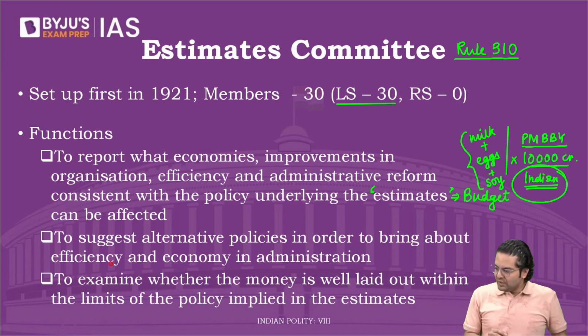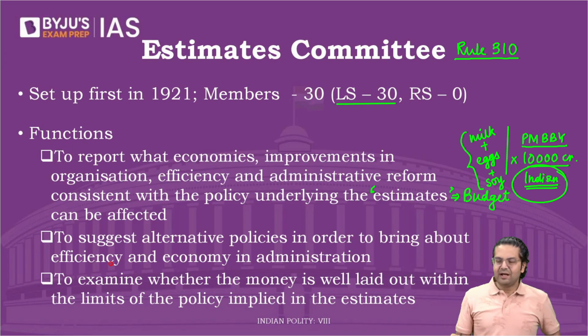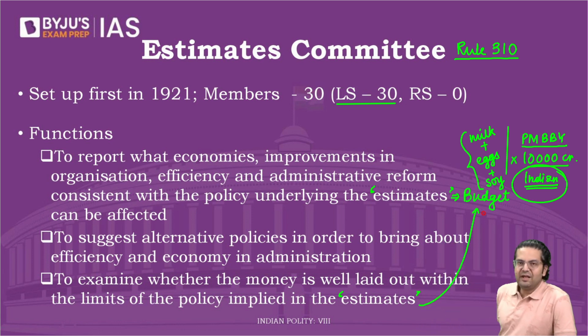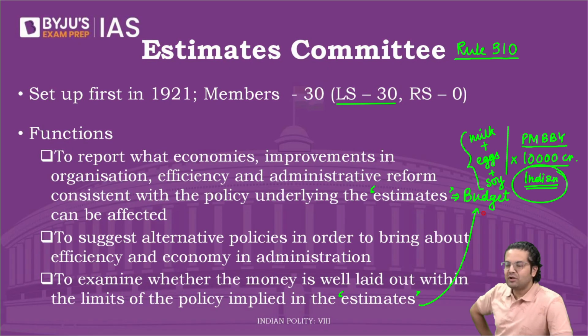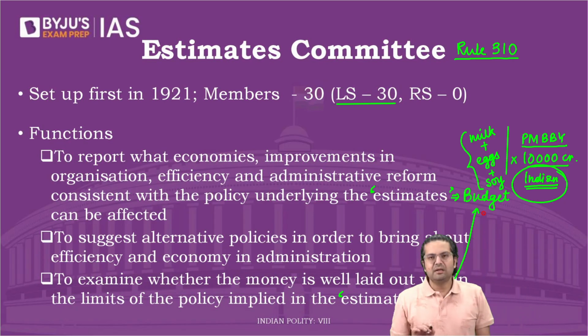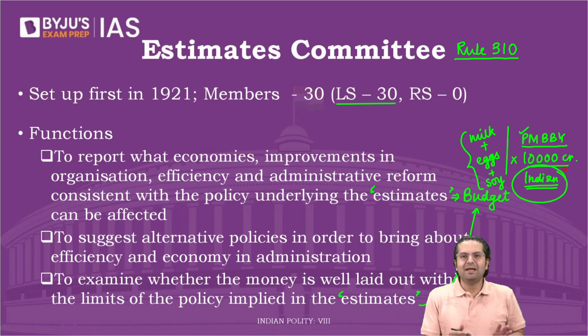And lastly, to examine whether the money is well laid out within the limits of the policy implied in the estimates. What estimates? Budget estimates. Meaning, when you have obtained 10,000 crore rupees, right, will the protein powder or bodybuilder yojana, can the ultimate objective be achieved through this much money, or do you need more money in future? That's also something this particular committee can recommend. So basically the task is very elaborate. You have to go in detail and find out, give alternatives.